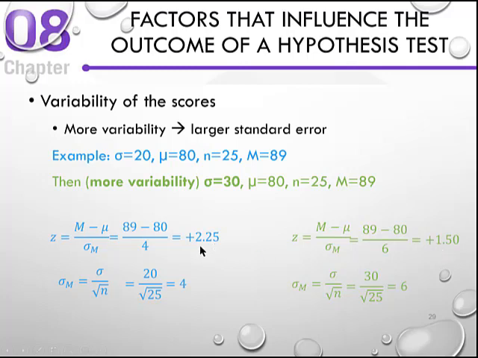Well, this one is larger, so it's more likely to be pushed out into the tails, which means it's more likely to be actually statistically significant than this one right here. More variability, larger standard error, less likely to be statistically significant.